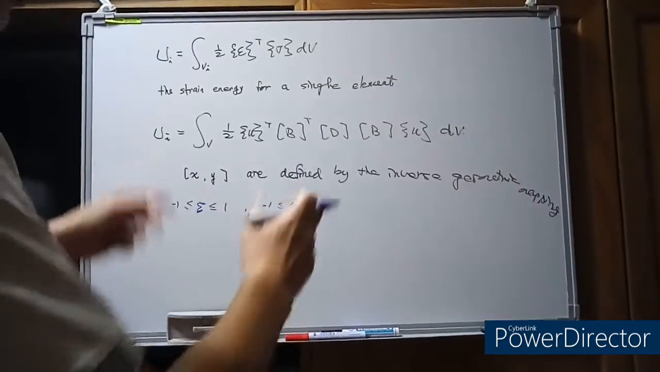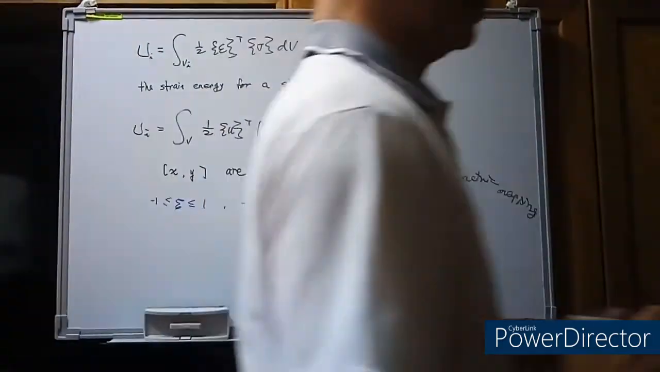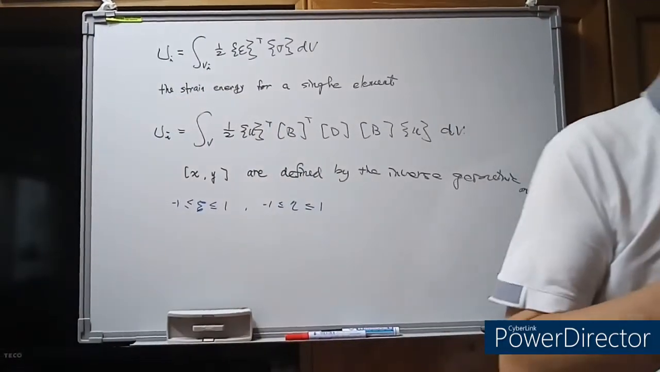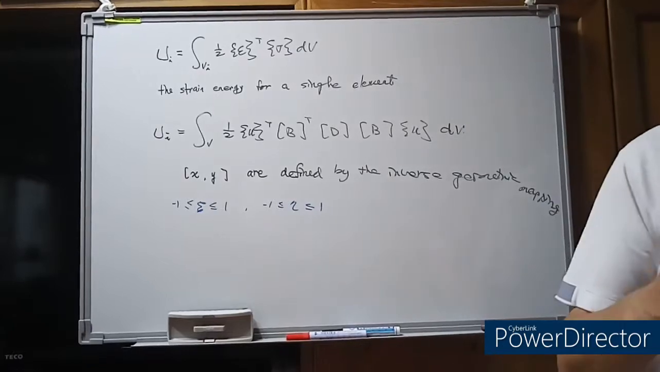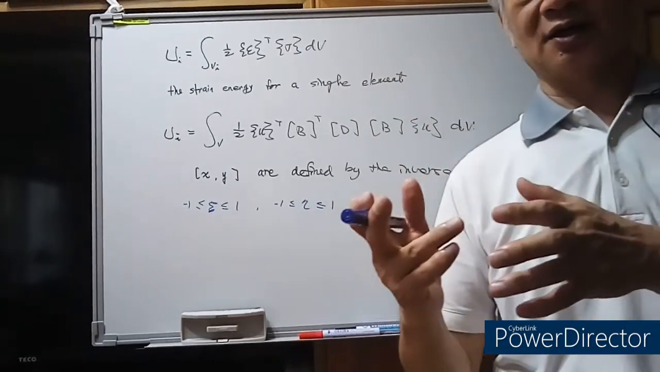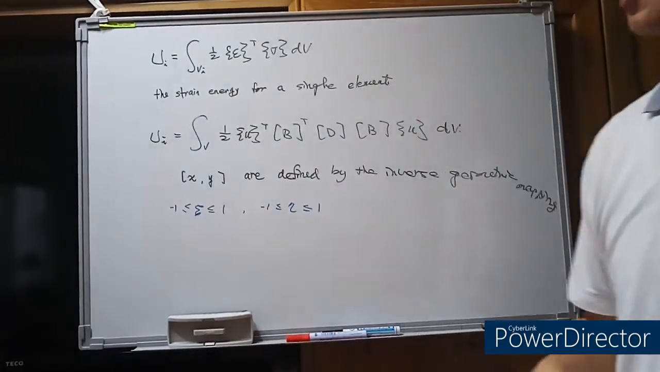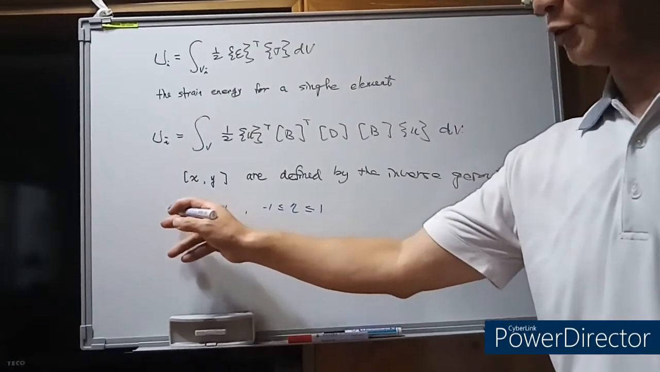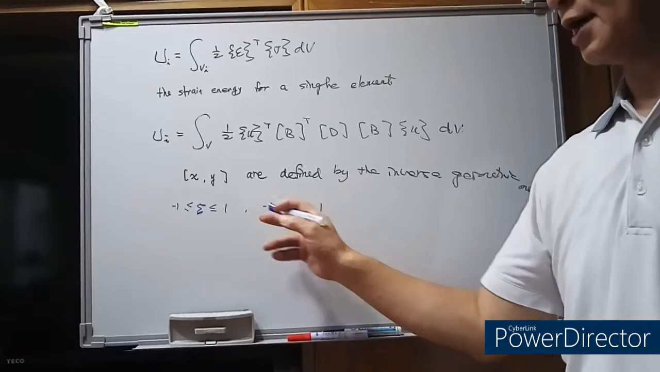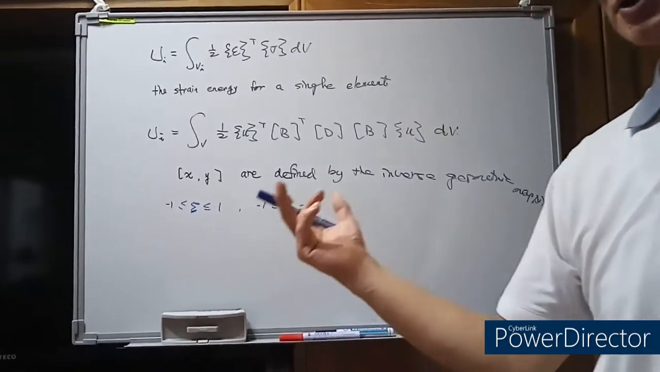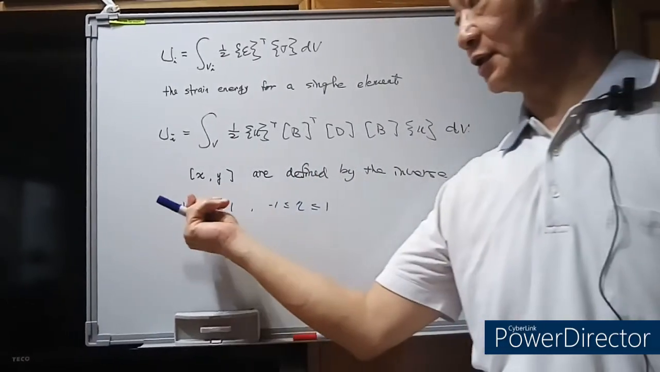So the range of the entire mass element plus the inverse geometric mapping can tell you what are the x and y range for this element. So we will consider the xi and the eta, both parameters. They should be changed from -1.